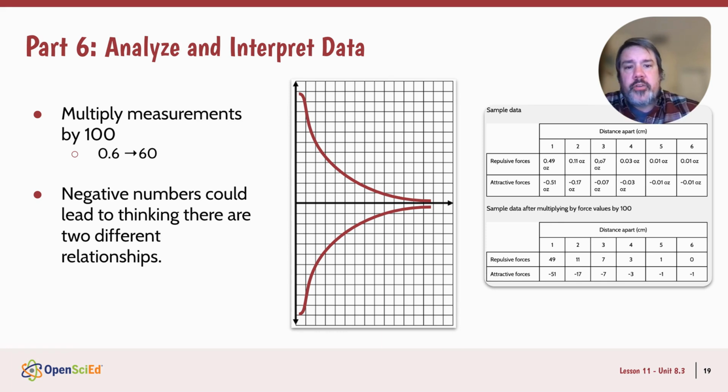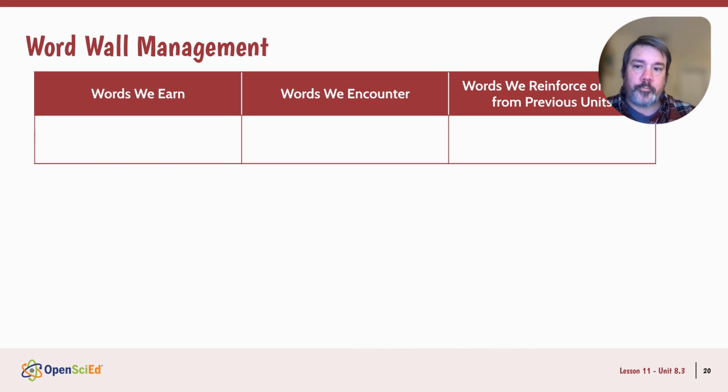Okay, so when the students are analyzing the data, this is just a reminder from the previous lesson. We want to make sure that they are multiplying their measurements by 100. It's going to make it a lot easier for them to graph, and remind them that the negative numbers don't necessarily mean that the relationship is different. Again, they can take their graph paper and fold it on one another, and they'll see those lines really line up to see that the relationship is the same, whether it's attractive or repulsive.